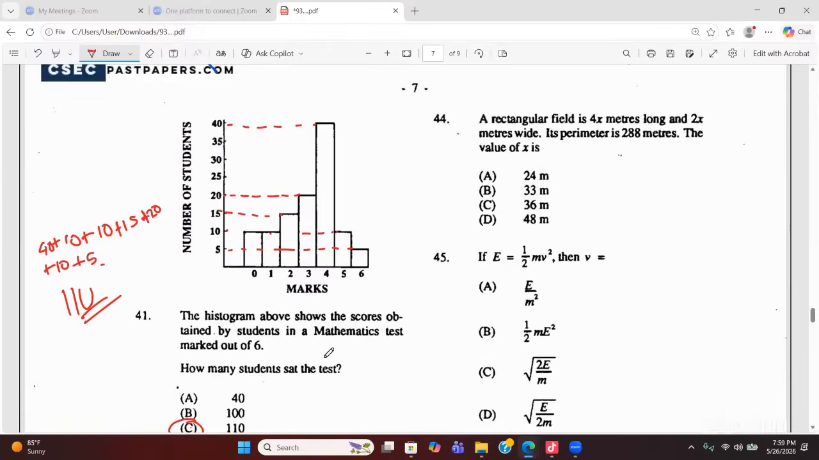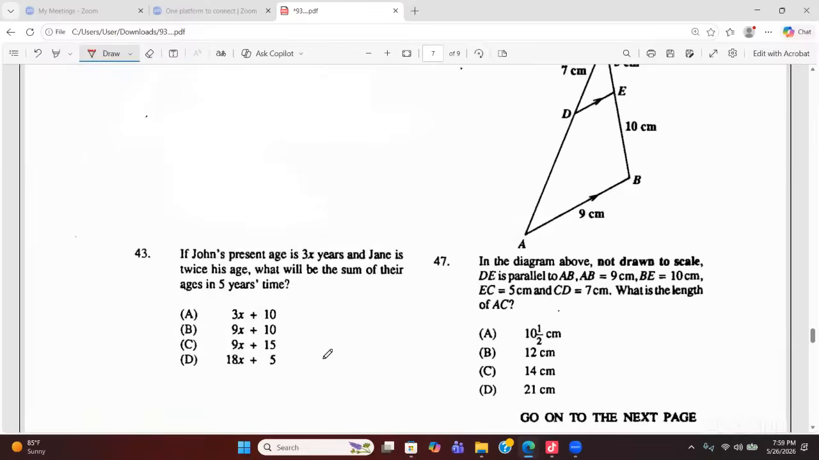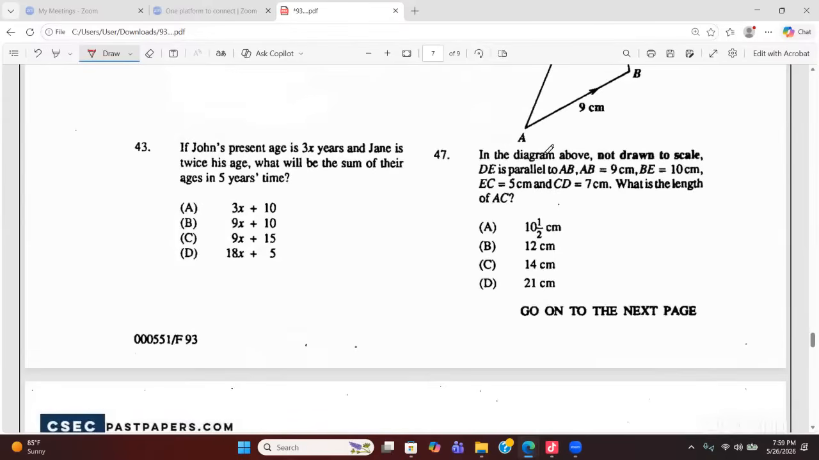All right, 41, 40. All right, we're at 43. So it says if John's present age is 3x and Jane is twice his age, right? So present age, let me just write them. John, Jane. Normally I just write what they say. So John is 3x and Jane is twice, so Jane is 6x. All right.